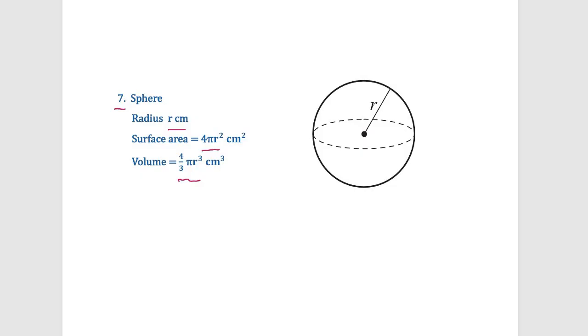So these are the formulas we need to get the area and volume of different solid shapes.